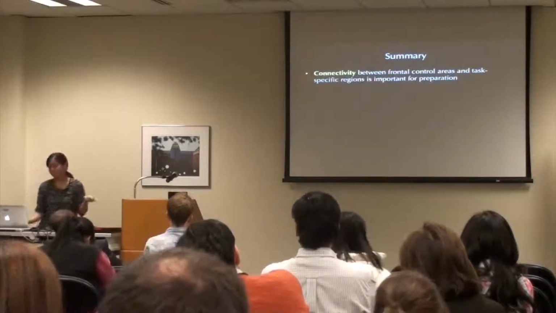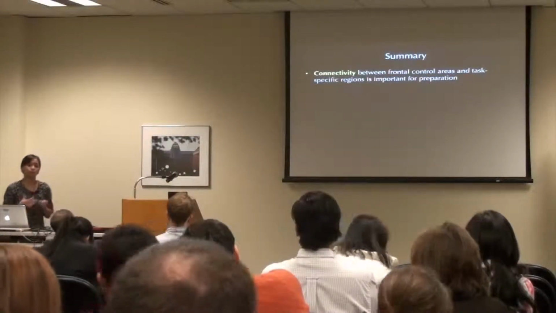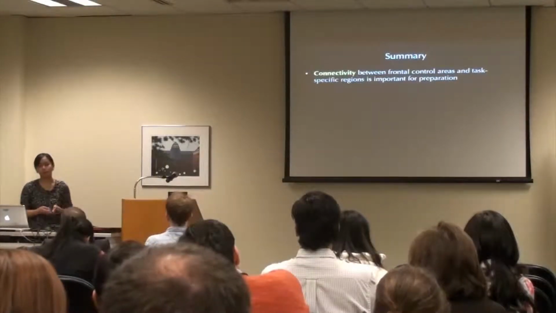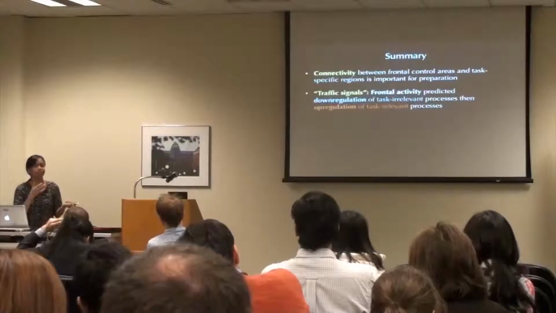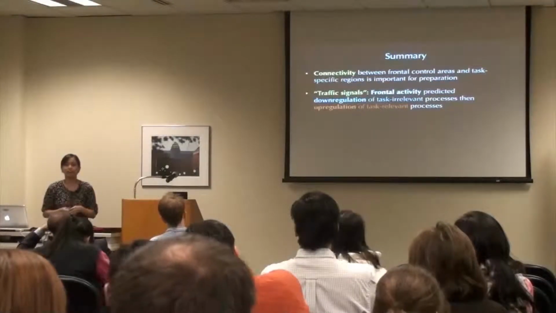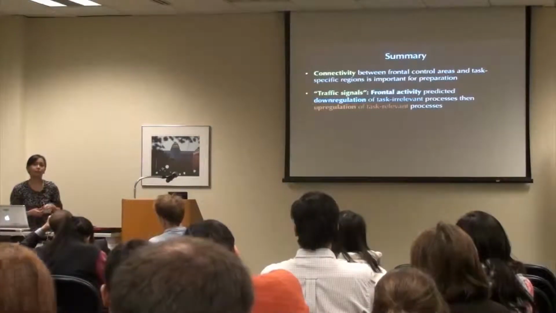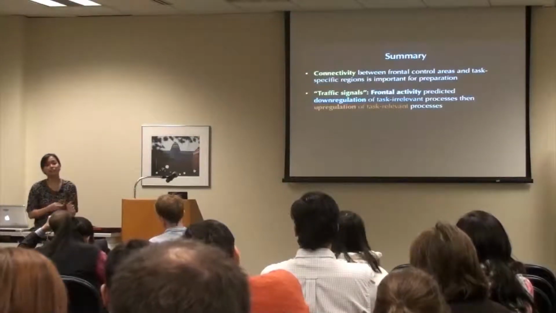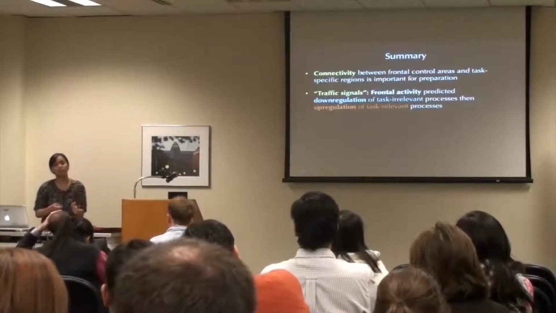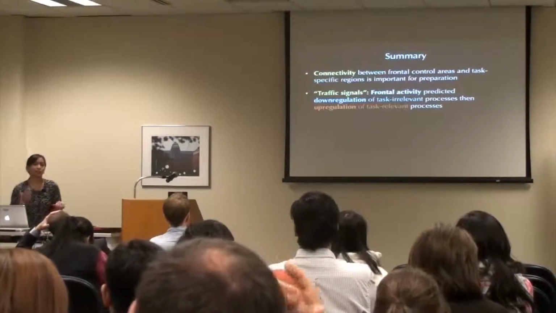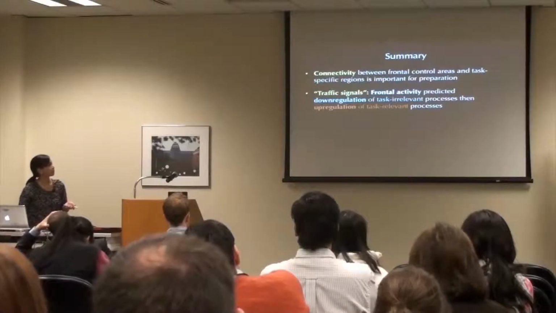So just to summarize, here what we see is that connectivity between frontal control regions and task-specific regions seems to be important for preparation, and that it proceeds in this traffic signals kind of way where you stop flow in one lane and then you start flow in another, where first you stop or downregulate activity in the regions that are not relevant for that trial, and then upregulate activity in regions that are now relevant for that trial.